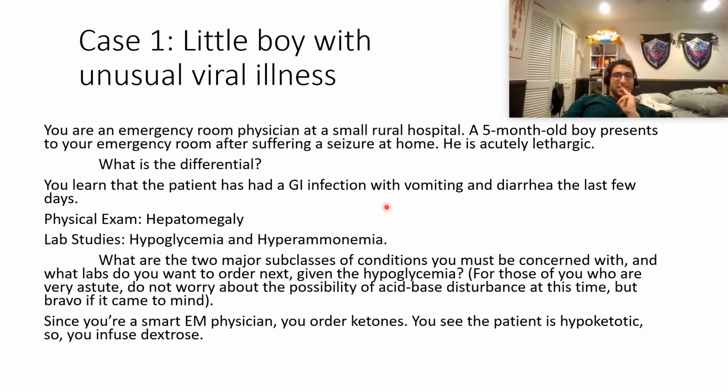You learn that the patient had a GI infection with vomiting and diarrhea over the last few days. So you know that the patient was healthy, had this intense physiologic stress, and decompensated. You do your physical exam. They have hepatomegaly. Their lab studies show hypoglycemia and hyperammonemia. Now, what do you need to worry about? Someone comes in with low blood sugar, lethargic, and had a seizure. You need to worry about diabetic ketoacidosis. That's actually not the answer here, but you do need to worry about it.